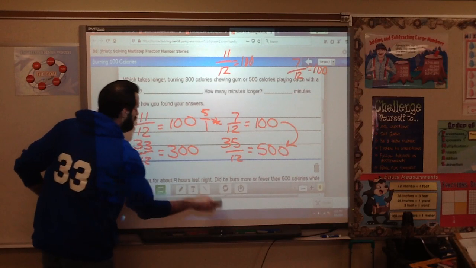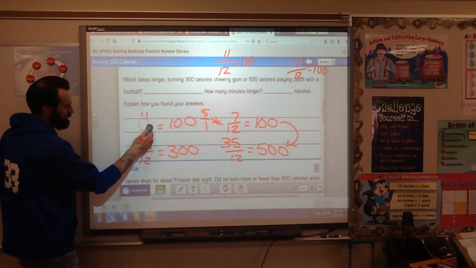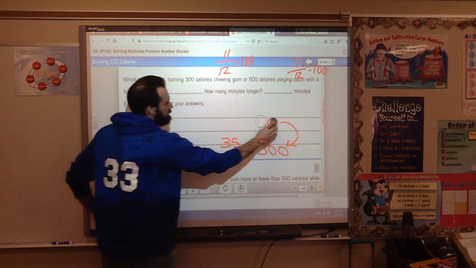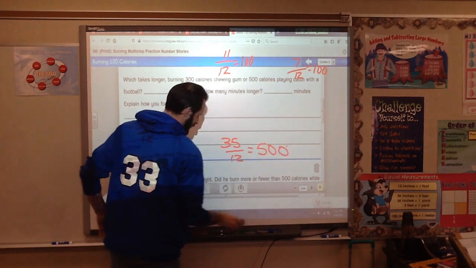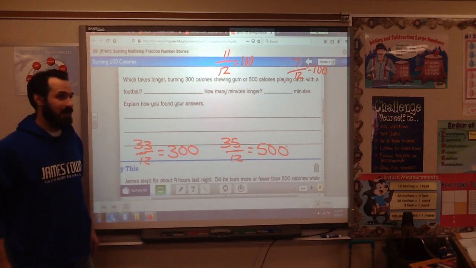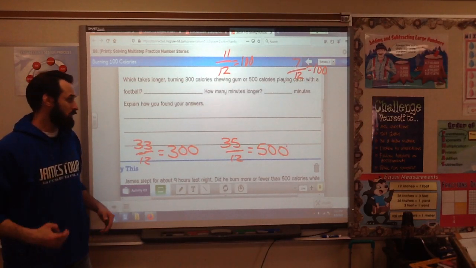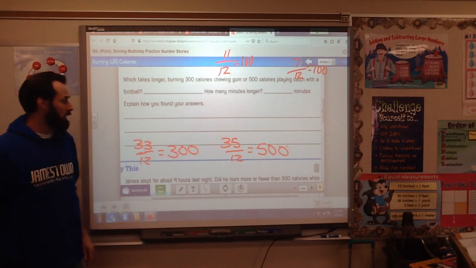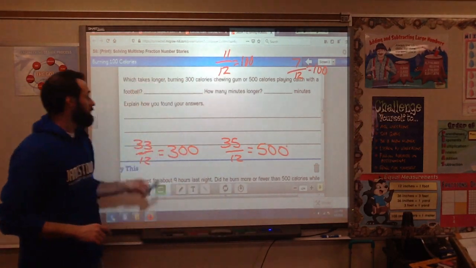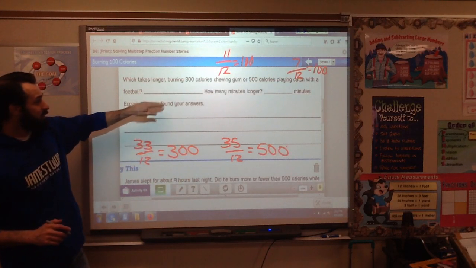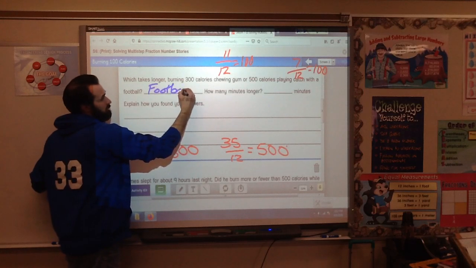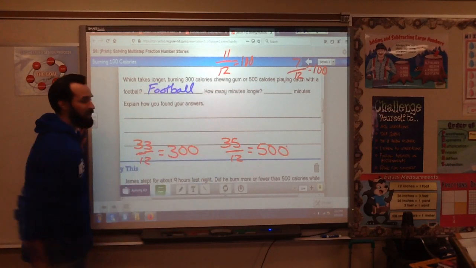So, we're essentially done with this. I've got to create some more space. It takes 33/12 of an hour chewing bubble gum to burn 300 calories. And it takes 35/12 of an hour to burn 500 calories throwing a football. This one takes longer. We're going to do this in a little quicker step, though. Watch this. The answer is a football takes longer. It takes 2/12 of an hour more.